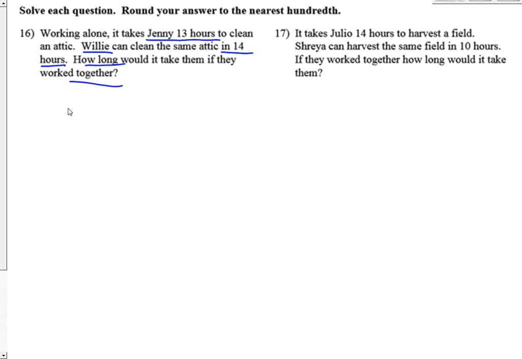So basically, we're going to set up a problem where we have Jenny's rate plus Willie's rate, and that's going to equal them together. For these, we always put 1 over the amount of time it takes them. So Jenny, it takes 13 hours, and for Willie, it is 14 hours. So 1 over 13 plus 1 over 14. And together, we don't know the amount of time, so 1 over x.